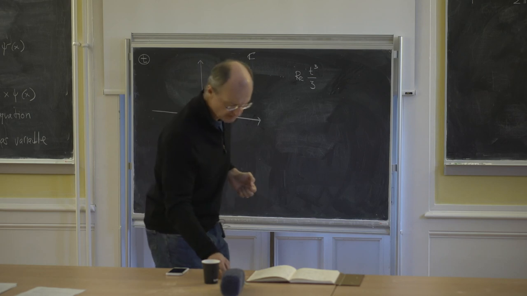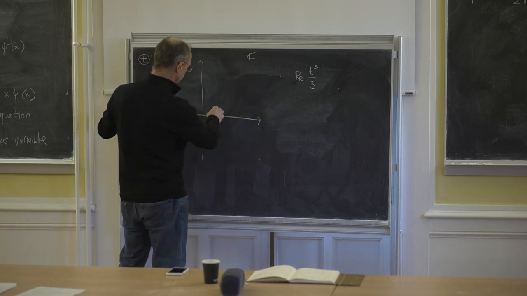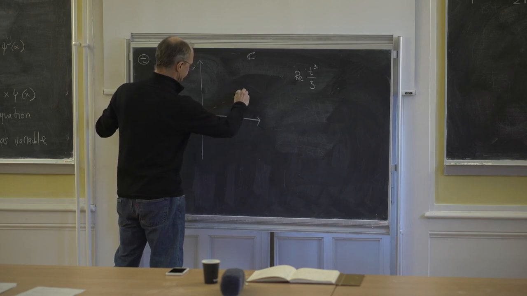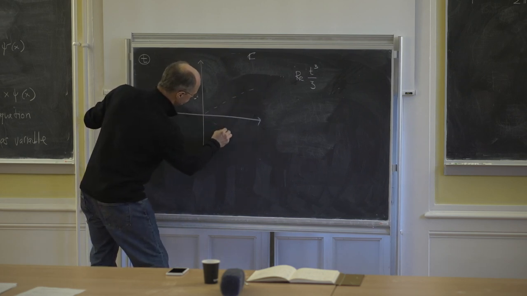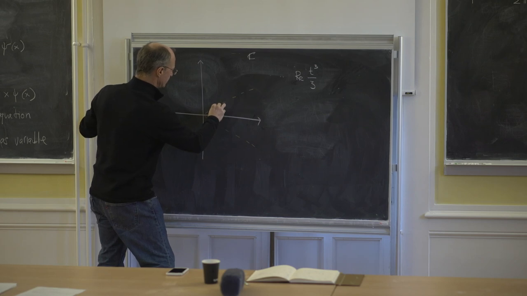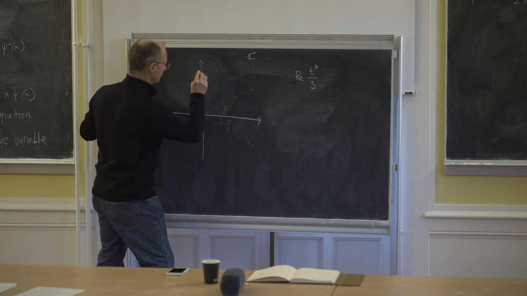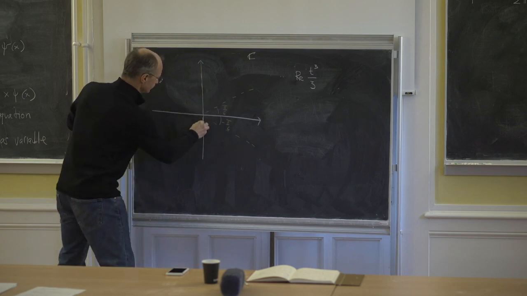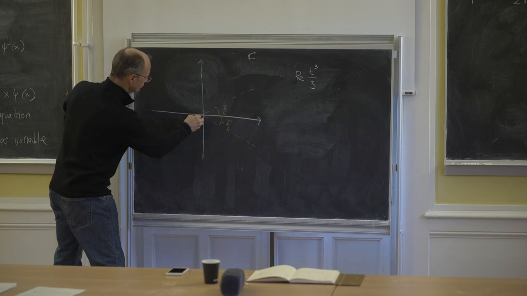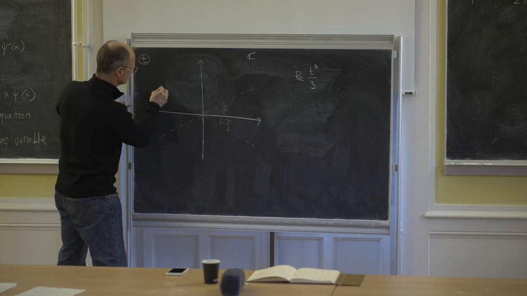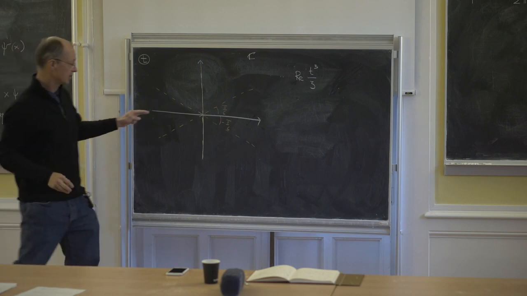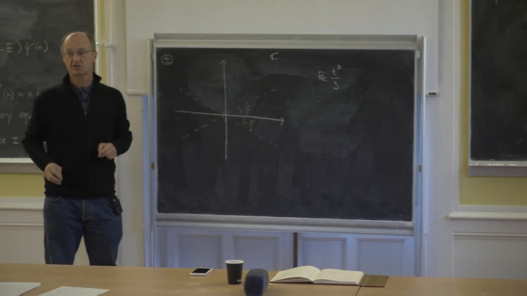So let's draw it in the following way. There are those interesting sectors. So this will be, I think, pi over 6, minus pi over 6. Then the next line, I think, is here. And there are two more lines like that. So now the complex plane is split into 6 sectors.